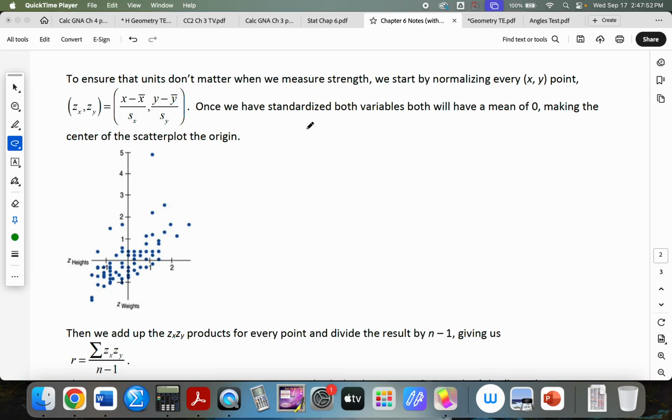Once they've standardized both the variables, then you're going to have a mean of 0, making the center of the scatter plot the origin. So they have recentered the scatter plot. This scatter plot would look somewhat the same as the original data. It just wouldn't be centered around 0, 0. It'd be centered some other place.